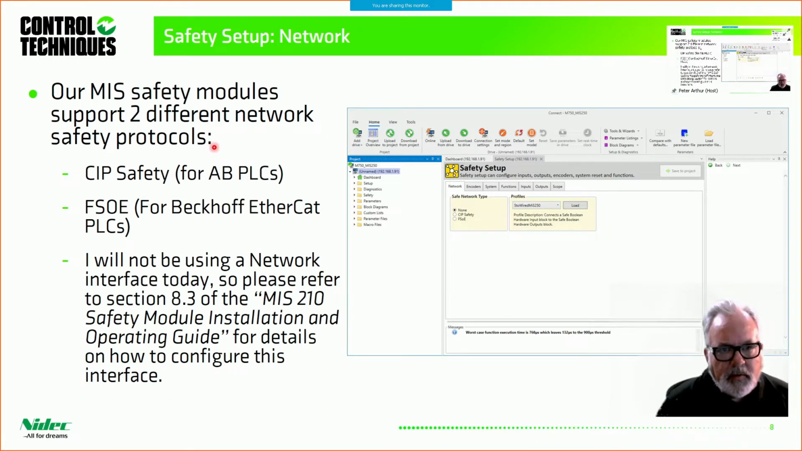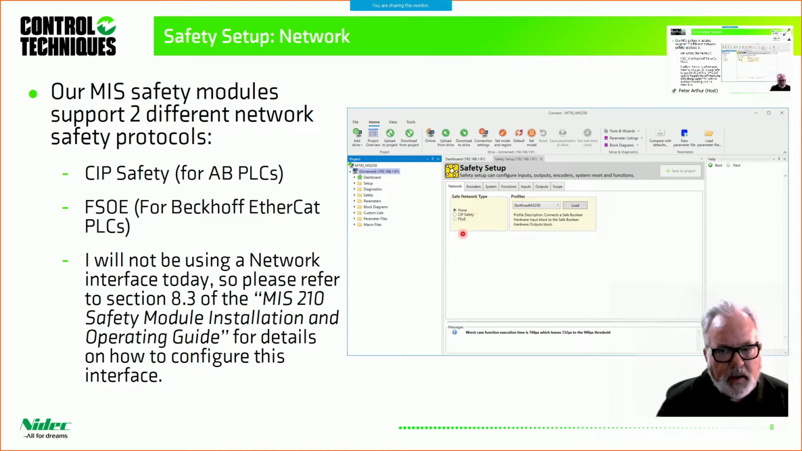So the safety modules support two different network protocols: CIP safety, which is for Allen Bradley PLCs, and FSOE for Beckhoff EtherCAT PLCs. And once again, I'm not going to be using a network interface today. So in the interim, and before I get my YouTube videos started, you're going to want to look at section 8.3 of the MiS 210 Safety Module Installation and Operating Guide for details on how to use this network interface.